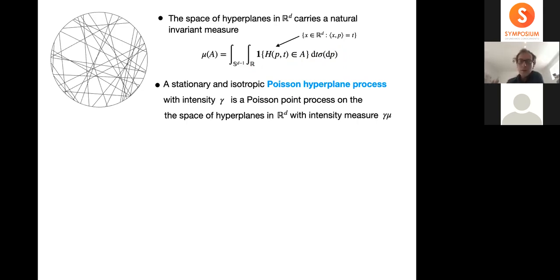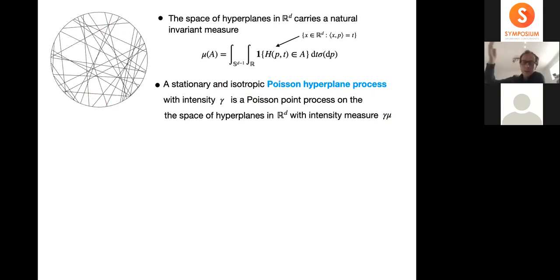Well, and if you have a space and a measure, then you have Poisson processes that you can define. And that's exactly what we do. What we mean by a stationary and isotropic Poisson hyperplane process is just a Poisson point process on the space of hyperplanes, and the intensity measure is just a constant multiple of this invariant measure mu. And if you visualize this Poisson hyperplane process, then it looks like this here.